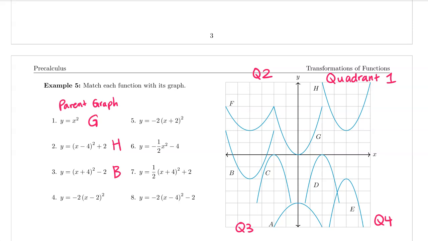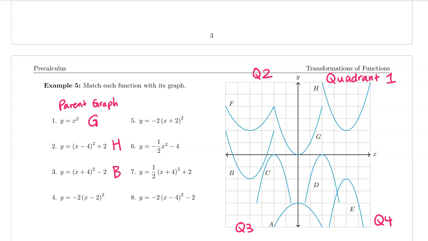In equation number 4, we have y equals negative 2 times x minus 2 squared. So the 2 on the outside is going to have a vertical stretch by a factor of 2. Then the negative on the outside means we have a reflection over the x-axis. And so if you look at all the potential graphs, it has to be a frowny face or a downward facing parabola since our leading coefficient's negative. And there's no vertical shift, so really the only possible options are C and D.